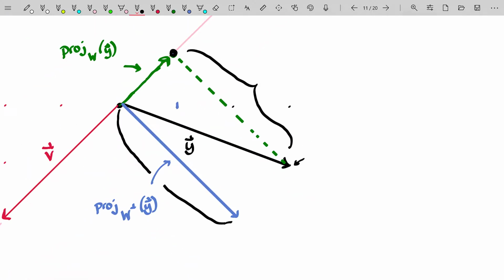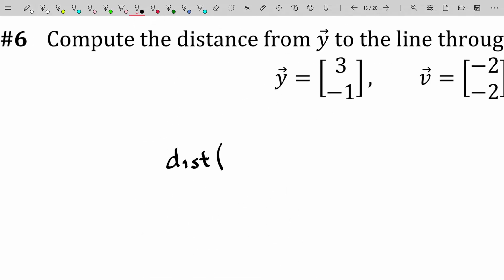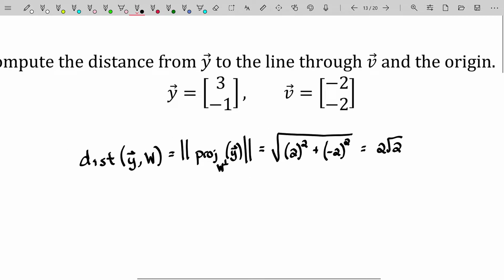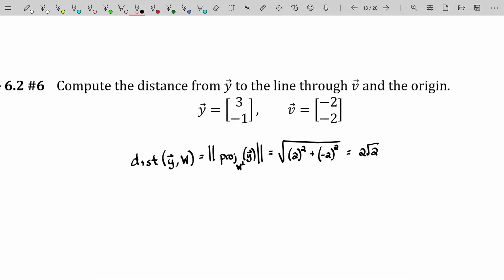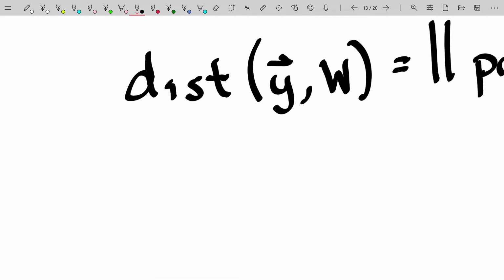Well, let's recall what that projection of y onto w perp is. From the previous problem, it's this guy right here. Projection of y onto w perp is 2, -2. We just need to find out what is the length of that vector, or the norm of that vector. And that's going to be 2√2. That is the distance from y to the span of v, which I'm abusing the distance notation here because normally you don't write it this way. This notation is kind of reserved for the distance between vectors, but I'm saying the distance between the vector y and this subspace generated by our vector v.